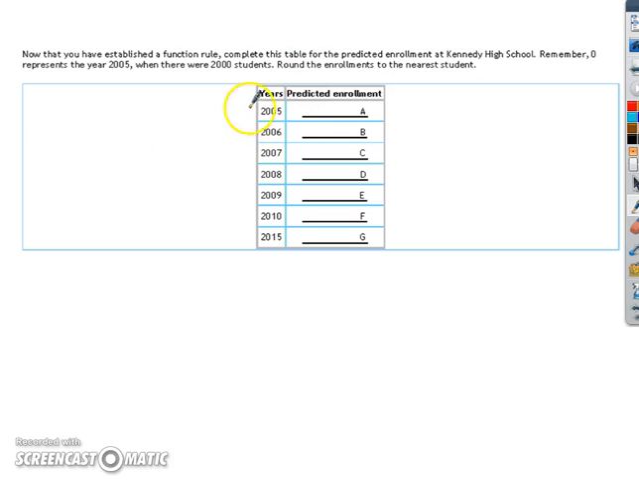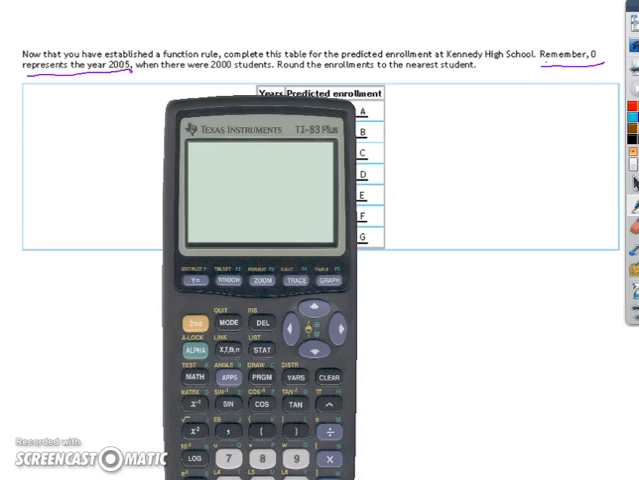I'm just going to use a calculator for this one, and the only thing that's tricky, it says, now that you have a function rule, complete the table. Remember, 0 is for 2005. So I have to replace these numbers, start with 0, 1, 2, and the reason is that it's going to be a lot easier to graph. With the year 2000, it's really hard to evaluate. And this goes up to year 6, it looks like. Okay, so let's do that in a calculator.